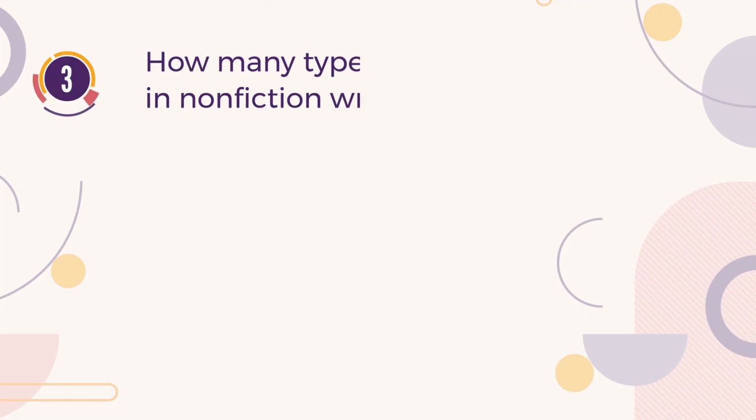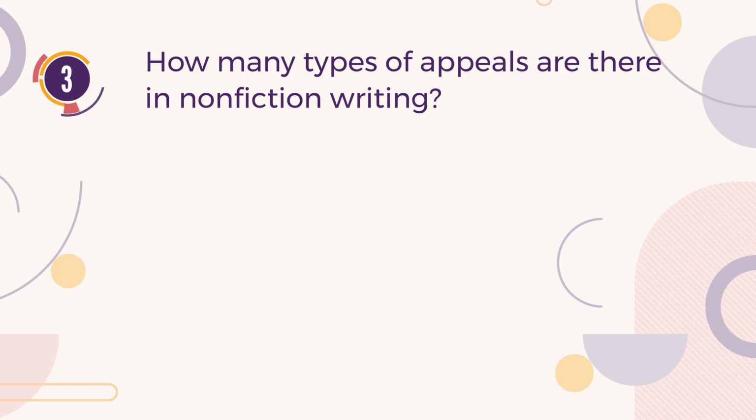Number 3. How many types of appeals are there in nonfiction writing? A. 2. B. 3. C. 4. D. 5.